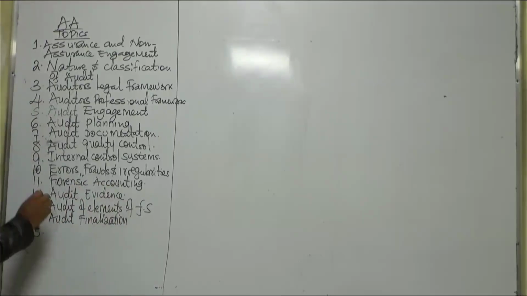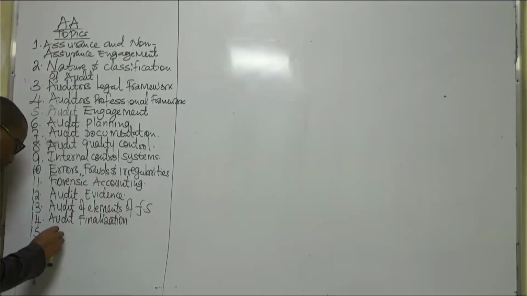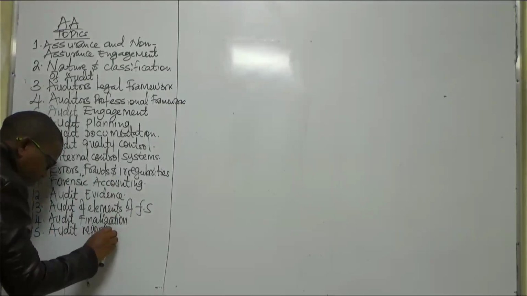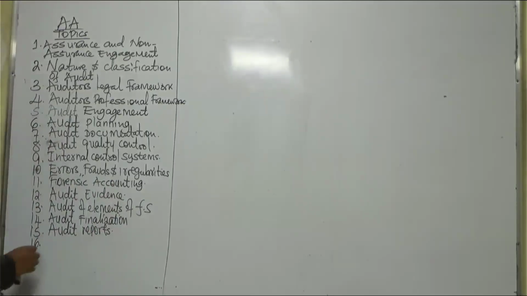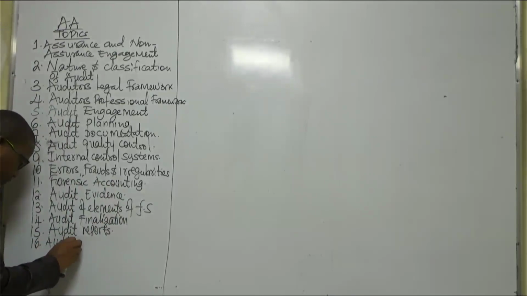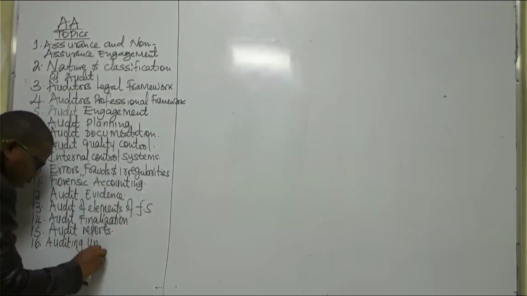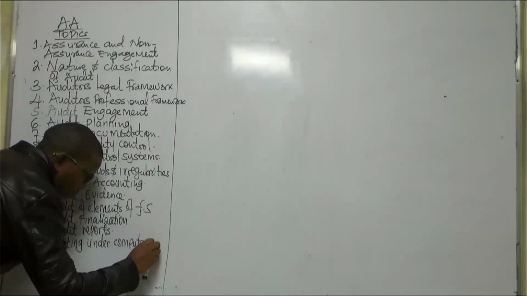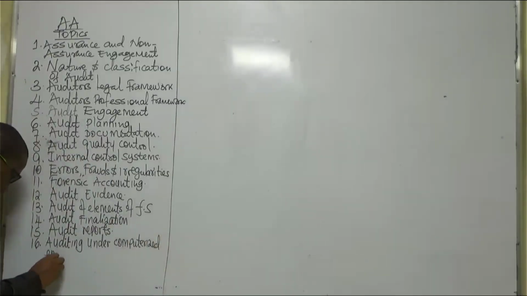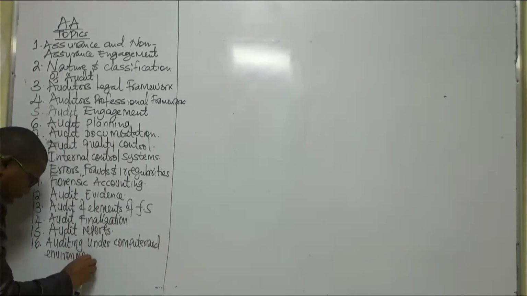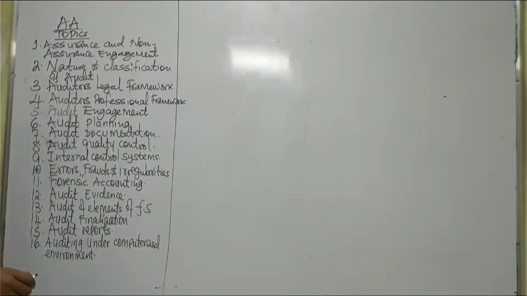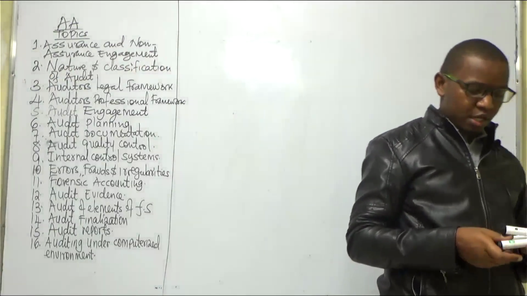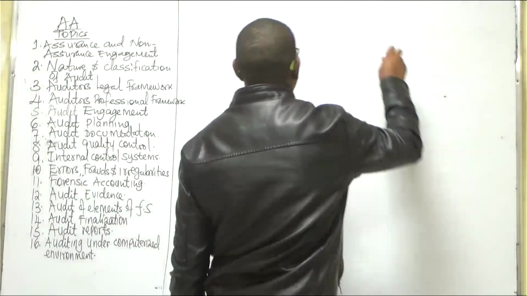Number 15, we'll be able to talk about what we call the audit reports. And number 16, the last one, is auditing under computerized environment. So those are mainly the topics that we'll be able to cover under that unit.